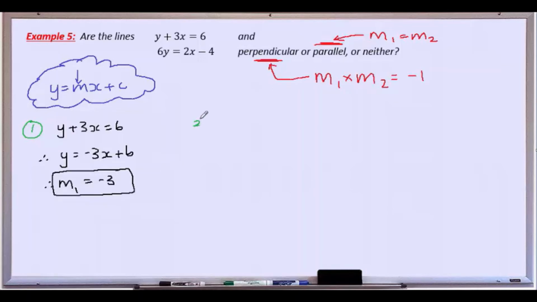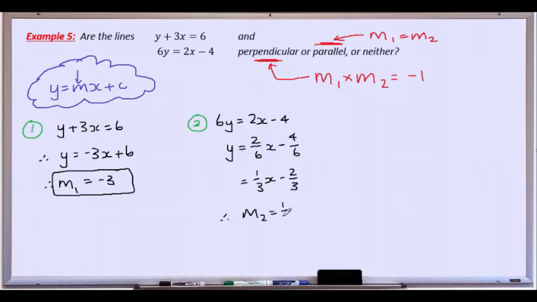Let's have a look at our second equation, so equation 2. That says that 6y equals 2x minus 4. And if I want to get it into y equals mx plus c format, I'll have to divide both sides by 6. So y will equal 2 on 6 x minus 4 over 6, or a third x minus 2/3. So therefore, my second gradient is a third, m2 equals 1/3.